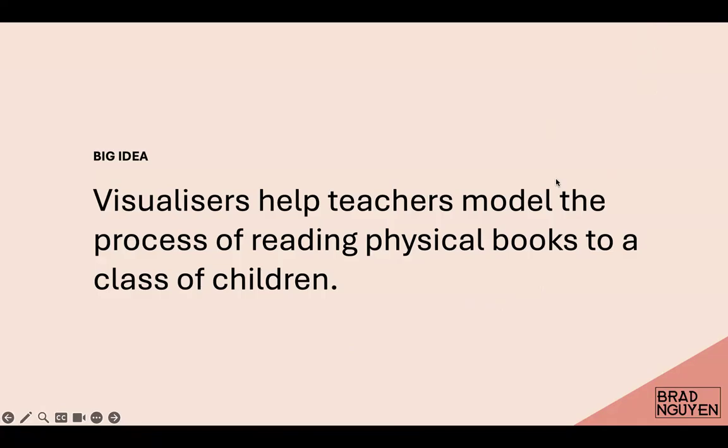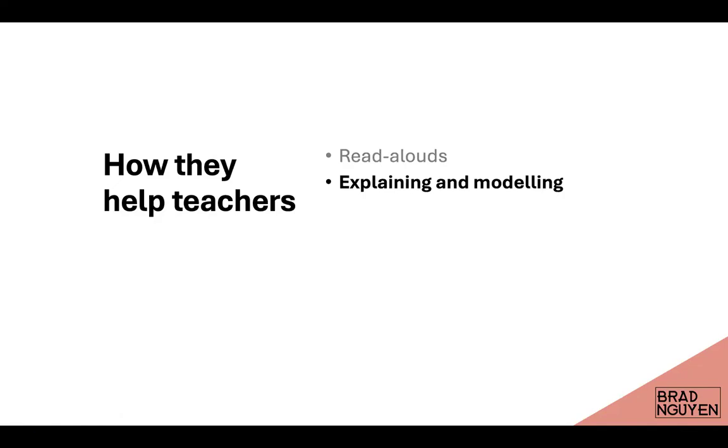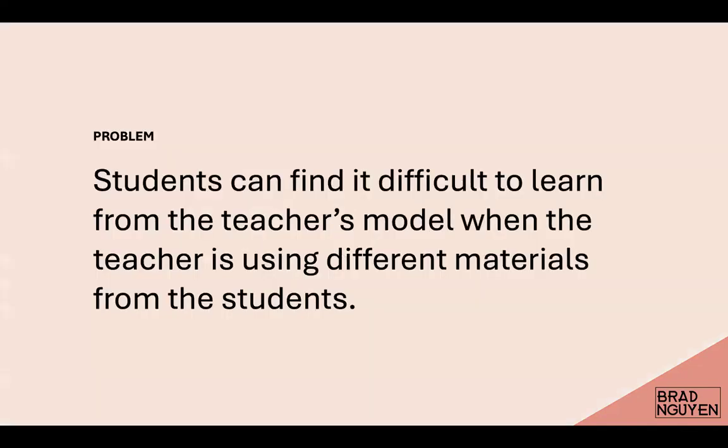Okay, so next thing is looking at explaining and modeling. We just talked about read aloud, so let's look at explaining and modeling. So one of the problems when you're teaching something explicitly, you're showing students something and you want them to learn from what you're doing, is that students can find it difficult to learn from the teacher's model when the teacher is using different materials than what the students are using.